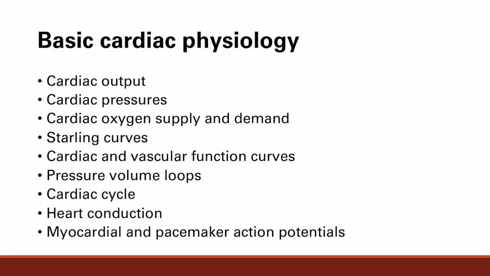Okay, so basic cardiac physiology. There's a lot of topics here. So we're going to start with cardiac output. So first of all, what is cardiac output? We're going to abbreviate it as CO. Cardiac output is the volume of blood that is pumped out of the heart per unit time.